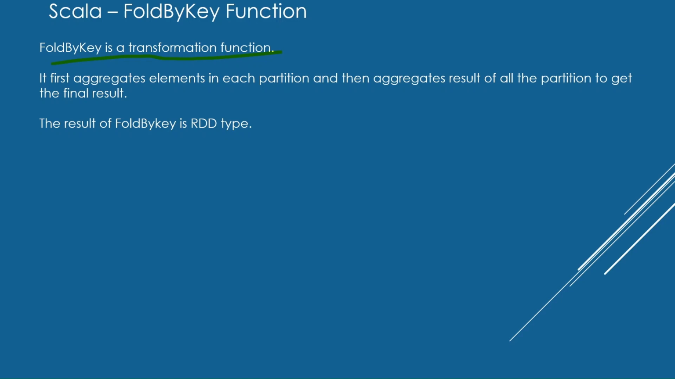So how does the foldByKey transformation function work? It first aggregates elements in each partition and then aggregates the results of all the partitions to get the final result. For instance, the data is present in different partitions. So it does the aggregation first in each partition, and when the aggregation completes in every partition, it again aggregates all the results to get the final result. And this is one of the more important things: the result type of foldByKey is an RDD.